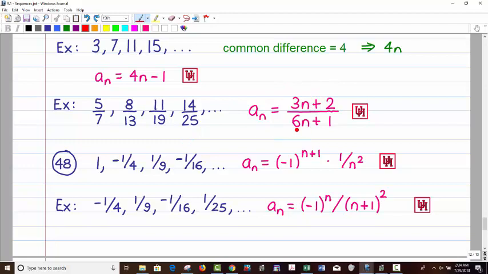On the bottom, I put in 1, I get 6. What do I need to do to make it 7? I'd add 1. So the pattern for this sequence would be 3n plus 2 divided by 6n plus 1. Then if we wanted to know what the limit of this sequence was, it would just be 3 over 6. So that sequence is approaching 1/2. It's never going to exactly hit 1/2, but it's going to get very, very close.